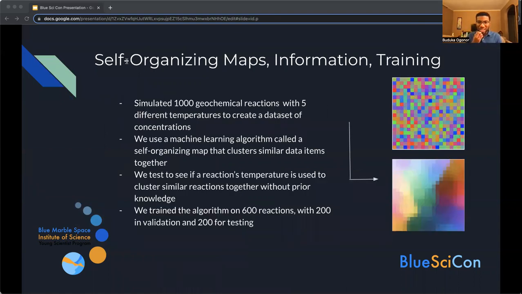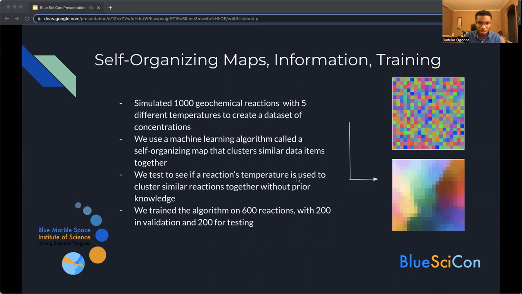Our project seeks to find out what kinds of environmental information is captured by the concentration of different chemical species in water samples, and we propose using a machine learning method called the self-organizing map, which takes multidimensional input data and clusters them on similar traits. For example, we feed the algorithm color data and it organizes the inputs such that similar colors are closer together.